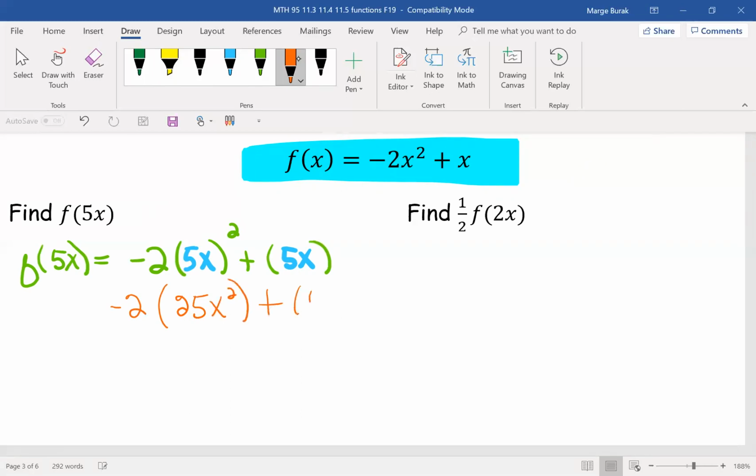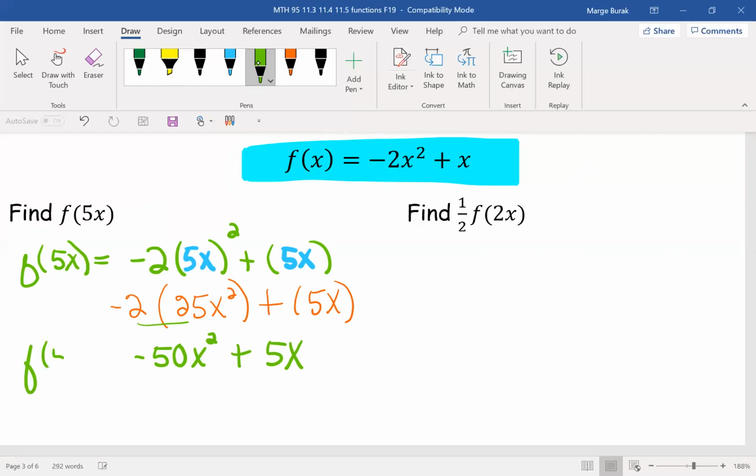And then I don't really need this in parentheses over here, but just to keep it in pattern. Now I'm going to distribute, or not distribute, there's nothing to distribute, there's no plus. So I'm just going to times this, so I get negative 50x squared. And putting that 5x down, I'm done for this one.